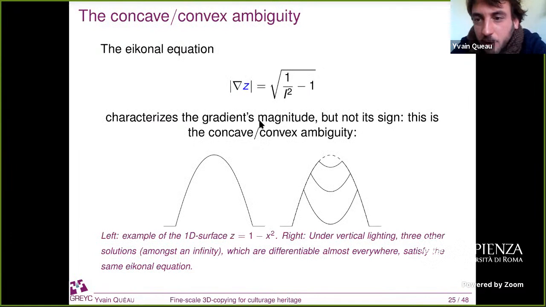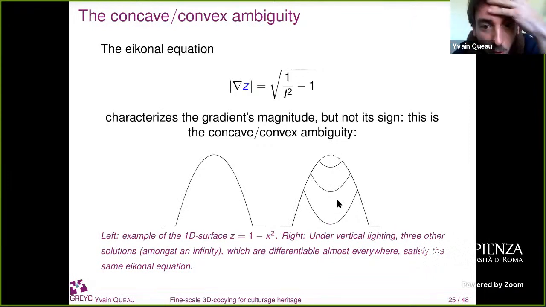And here we have a way to understand the ambiguities in terms of mathematics, because this equation characterizes the amplitude of the gradient. But since I have the norm here, I cannot know the sign of the gradient. I could be going up or going down. And this is what is called the concave-convex ambiguity. For instance, here, if I have this surface on the left, or this family of surfaces on the right, and I put some light above, collocated with the camera, I will get exactly the same images. All of these surfaces are equally admissible.